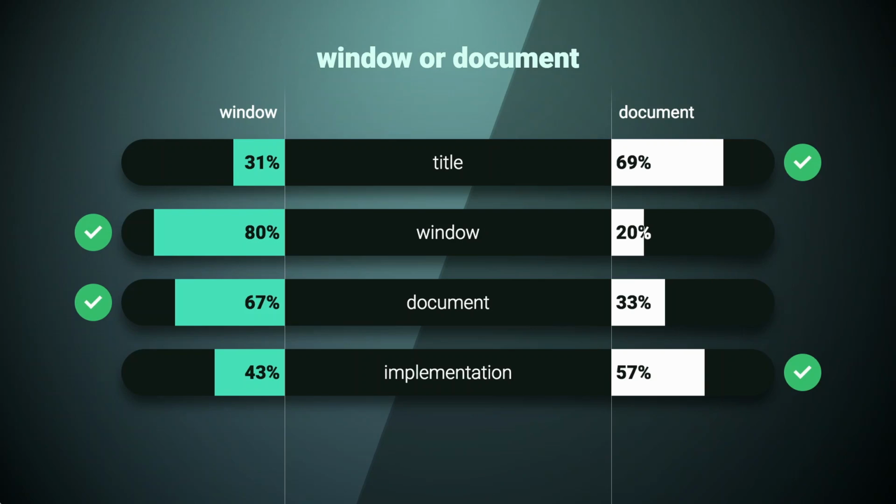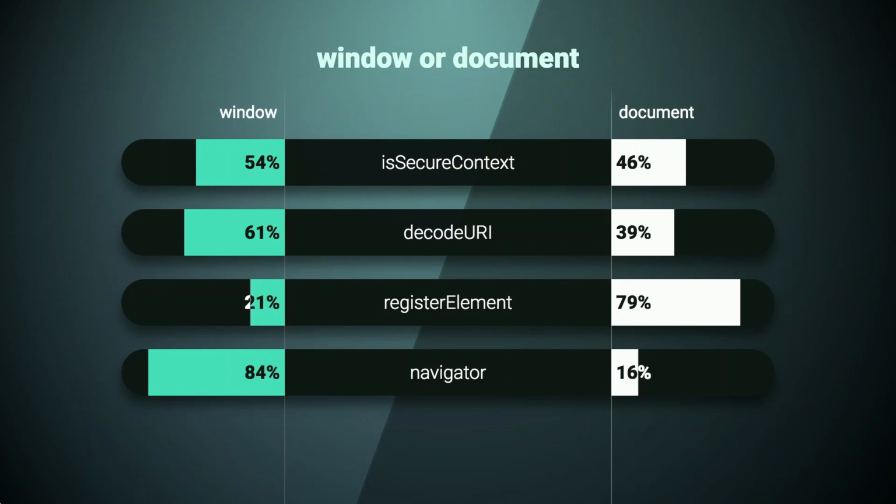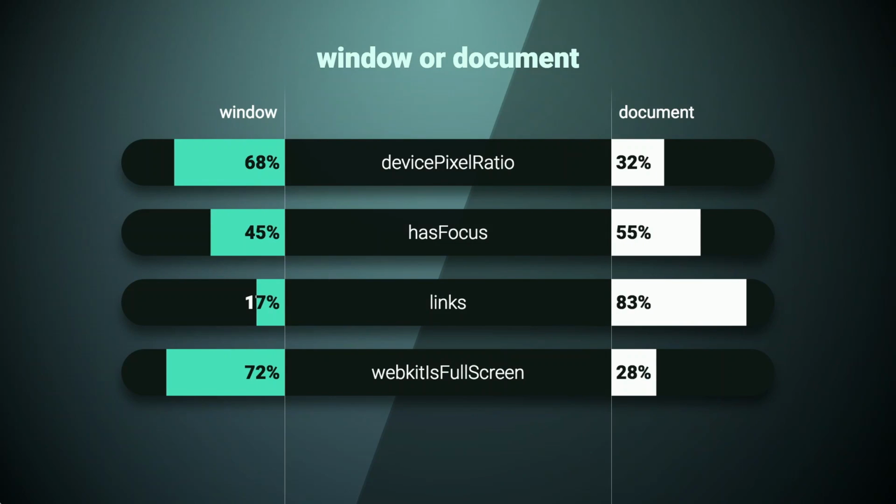Title, document. Window is on window. Oh, I think we did this yesterday, because you can have window.document, and then it's document.implementation. Of course it is. Why wouldn't it be? Is secure context. Now, everybody's very split. They're unsure of that one. Oh, it's on window. Ah, OK. Interesting. So it's window.navigator. Yes, that makes sense. Good. And device pixel ratio.